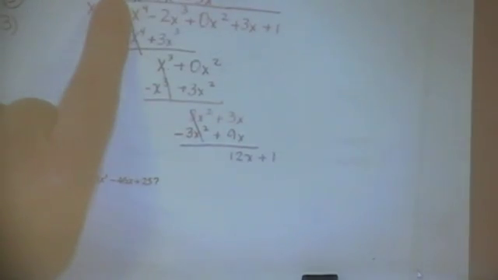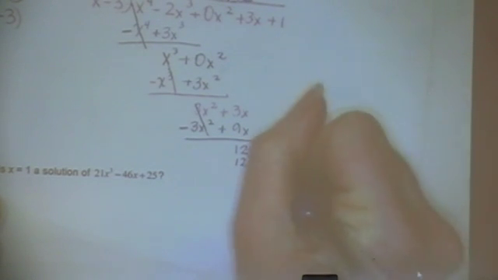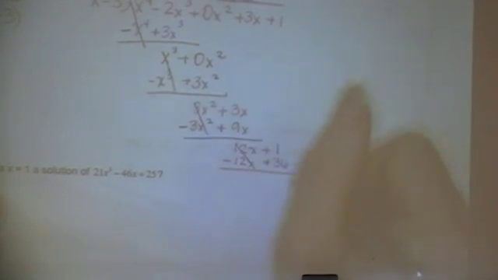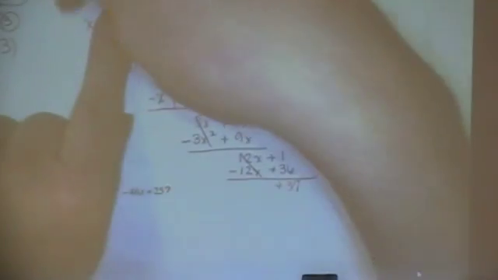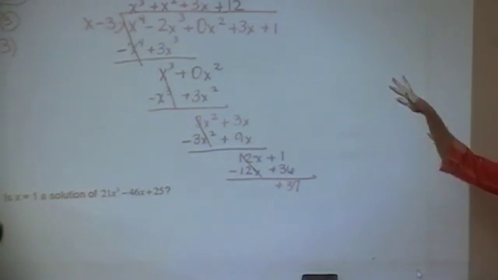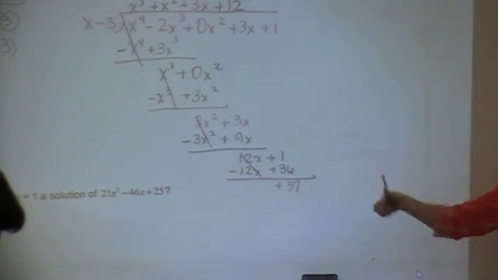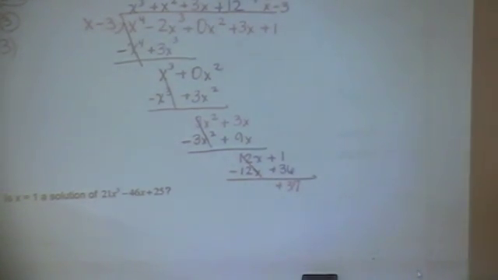What would I multiply x by to get 12x? 12. Okay, so now this time I get to here and I ask myself, is there anything I can multiply x by to get 37? No. Which means 37 is a remainder. So now if they were asking me to find the solution, I would put it up here as plus 37 over x minus 3. That's how you write a remainder in polynomial division.